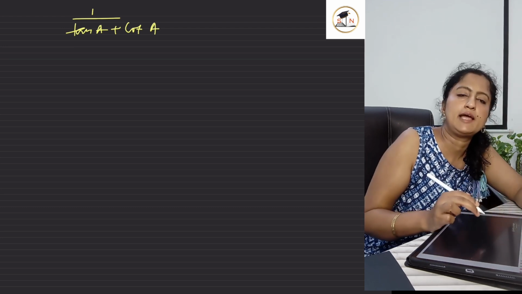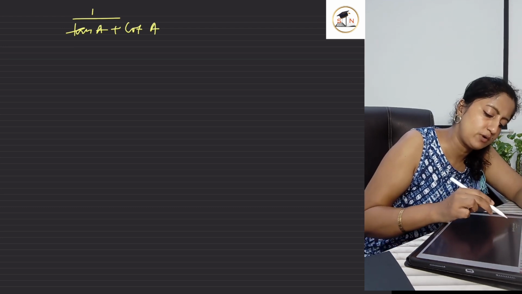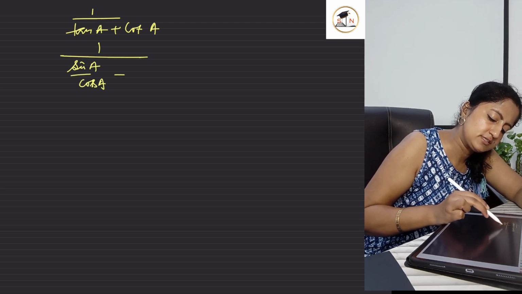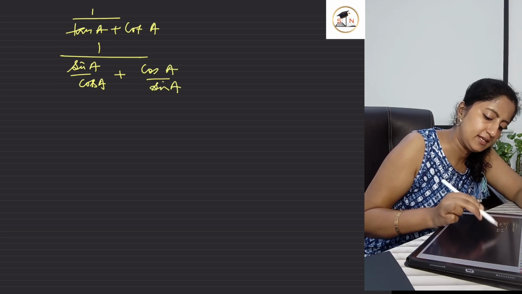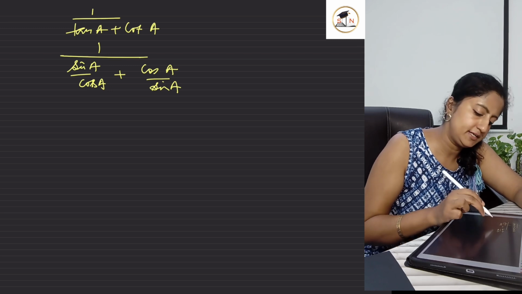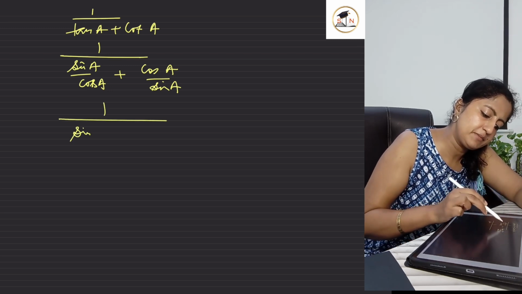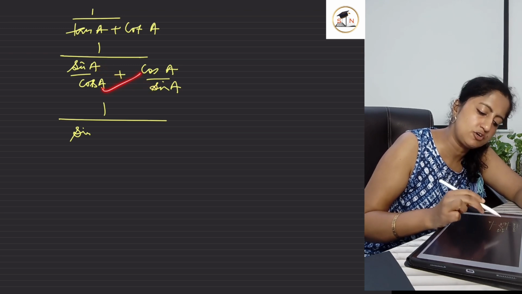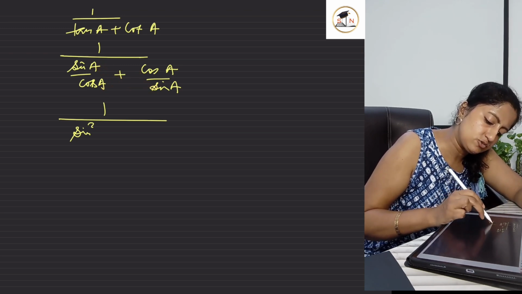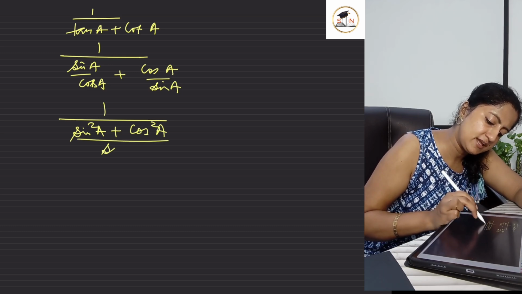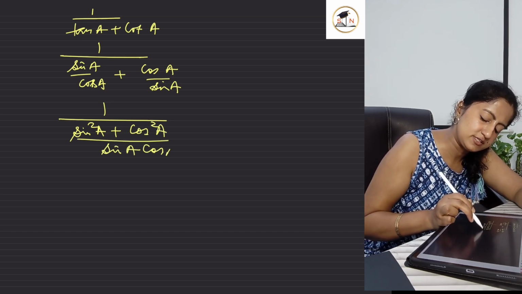I'm going to convert tan and cot in terms of sin and cos, which is quite evident. 1 over sin a by cos a plus cos a by sin a. We need to take LCM in the denominators. So taking up LCM means sin will get multiplied, cos will get multiplied. So sin square a plus cos square a over sin a into cos a.